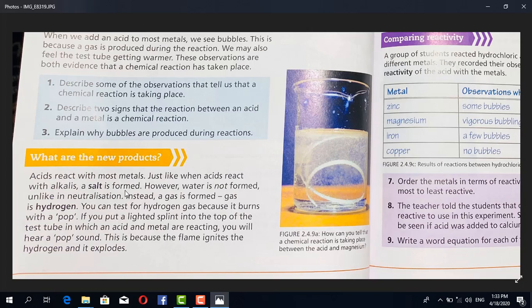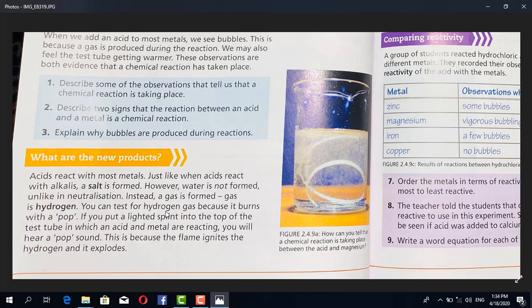Acid reacts with most of the metals. Just like when acid reacts with an alkali, a salt is formed. However, water is not formed. It's not like neutralization. Instead, a gas is formed, which is hydrogen. So when acids react with metals, hydrogen gas is formed.